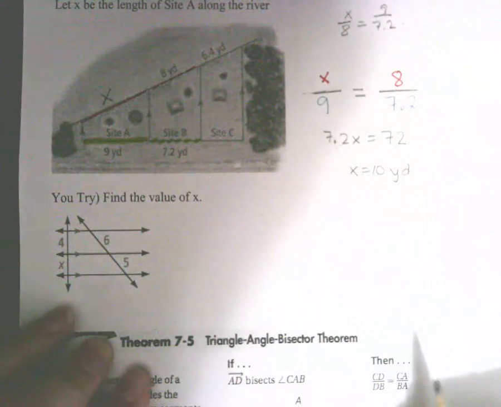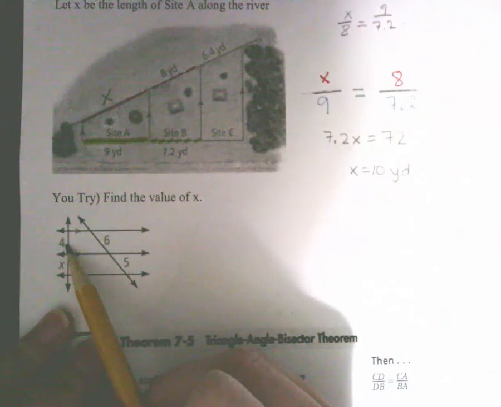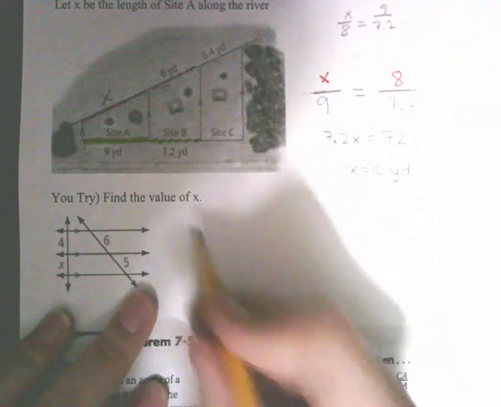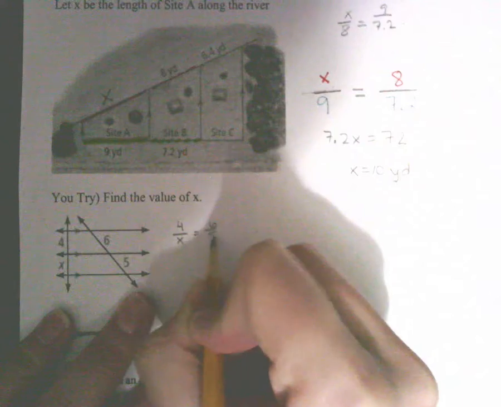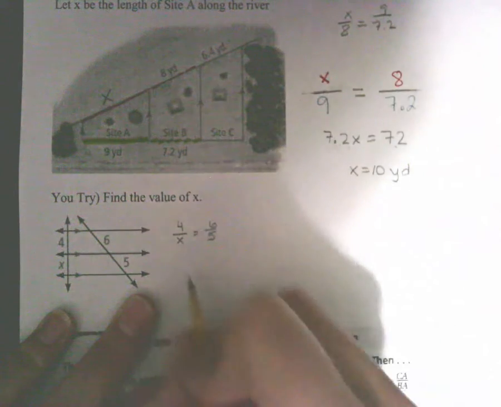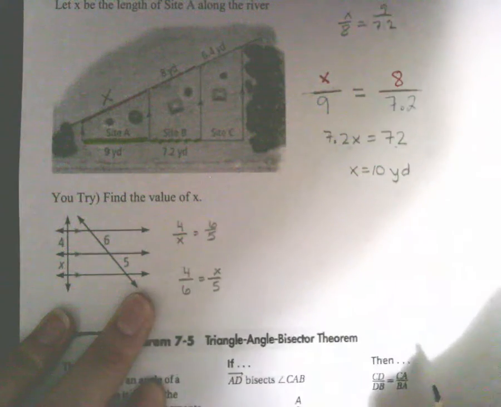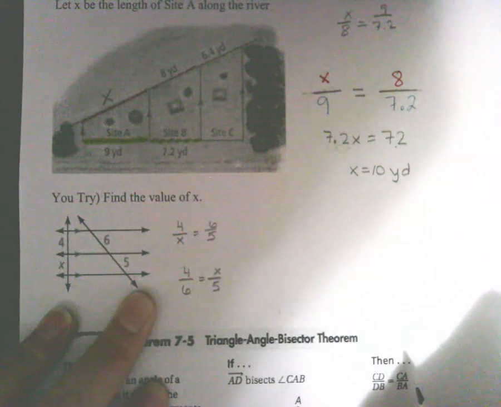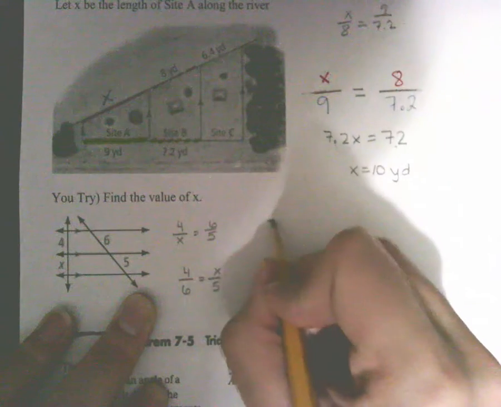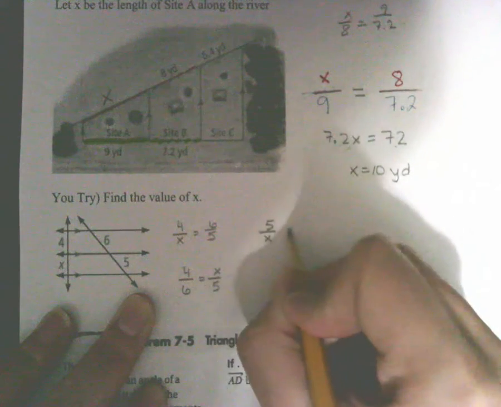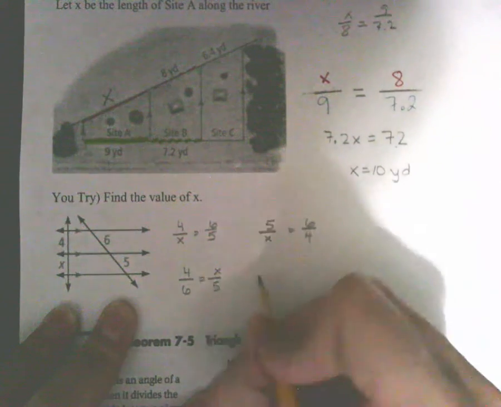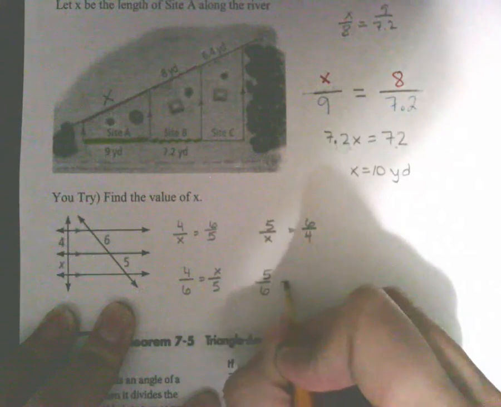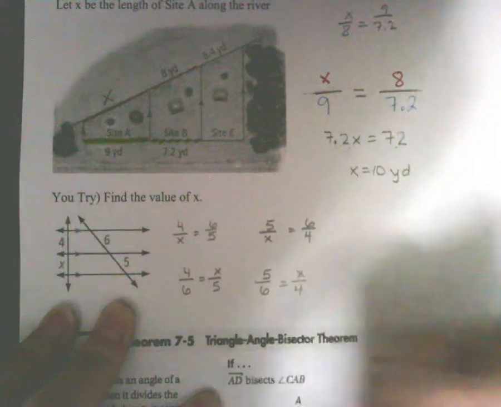Okay, let's go over this. I have a few different proportions I could set up, so I'll write a few of them down. We can do 4 over x equals 6 over 5. We could do 4 over 6 equals x over 5. We can do 5 over x equals 6 over 4. We could do 5 over 6 equals x over 4.